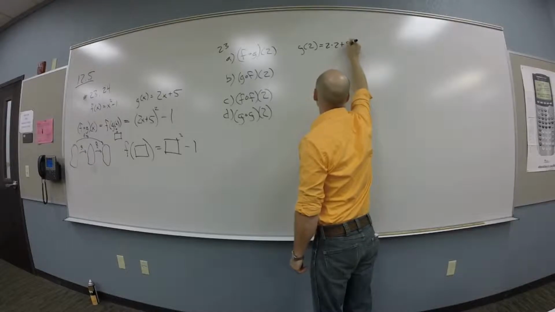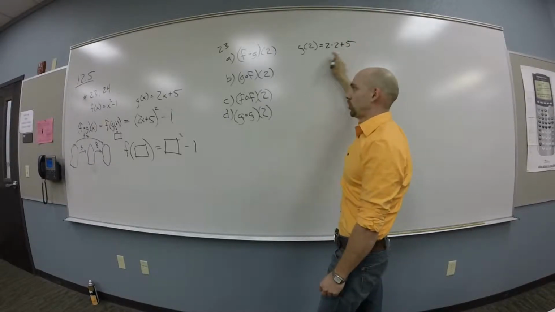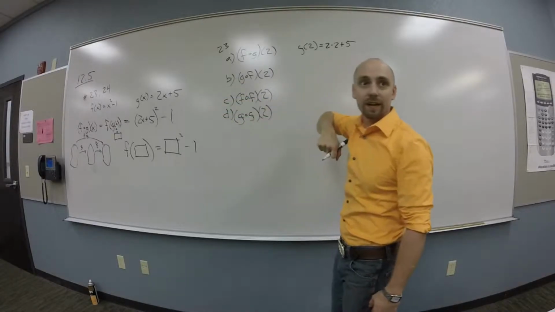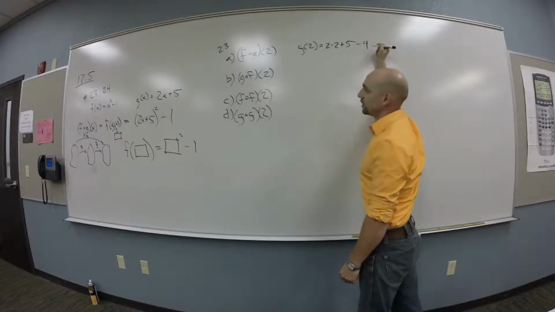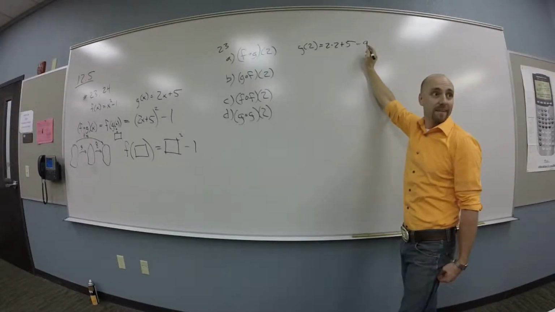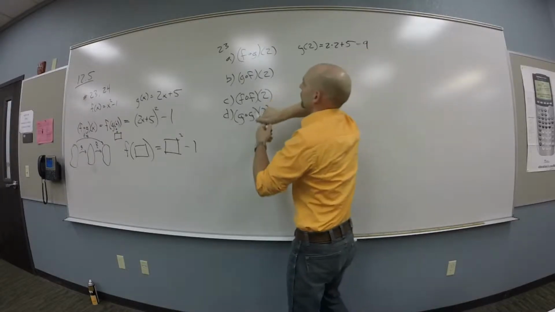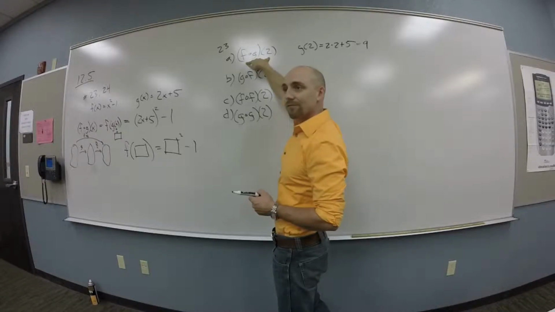Okay, so g of 2 is 2 times 2 plus 5. See that? That's me plugging 2 in for the x in g. So g of 2 is 9. Okay, then what do I do with that? You're going to plug it into the f. See that? This thing says do g first, then do f to the result.